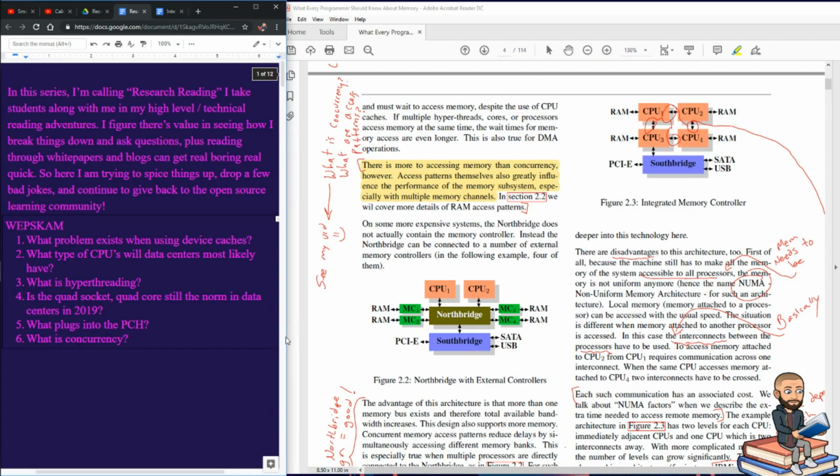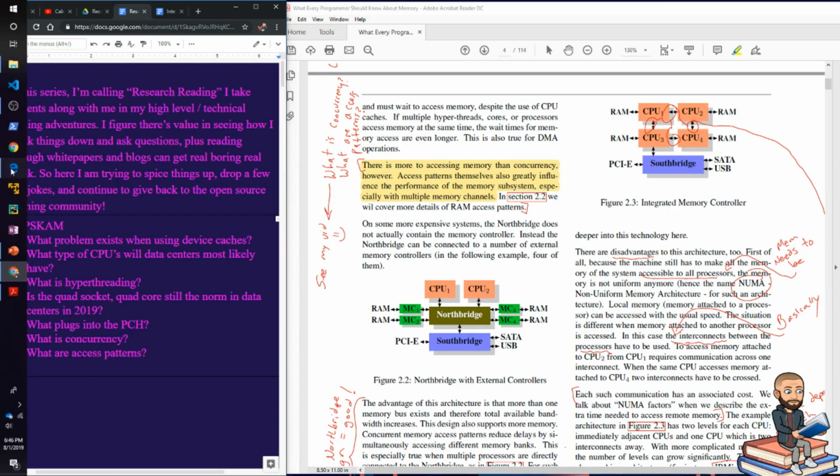So let's see what you can find on that. What is concurrency? And the next one is, what are... Now the text says section 2.2, we'll go into that. Okay, so we could be patient. Let's go back up to the concurrency idea.